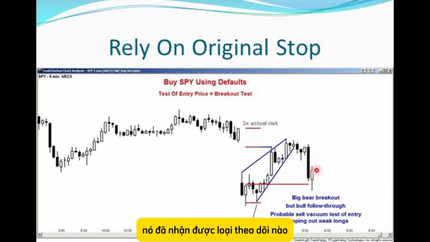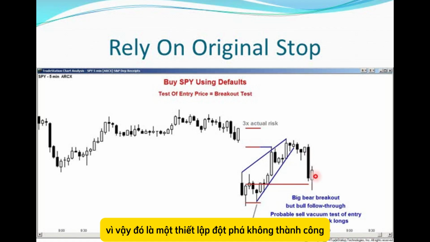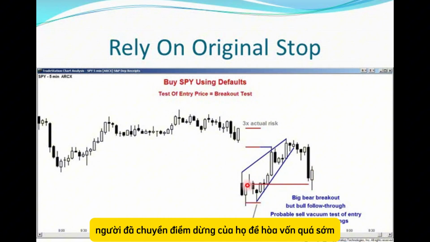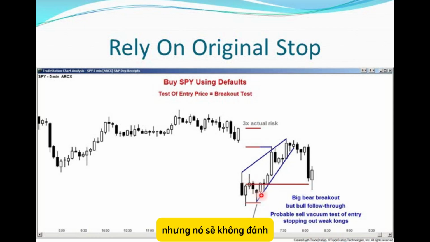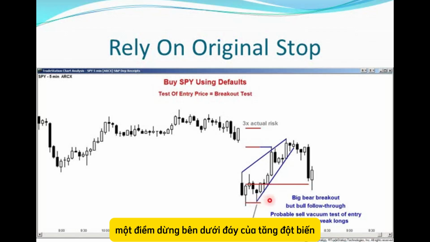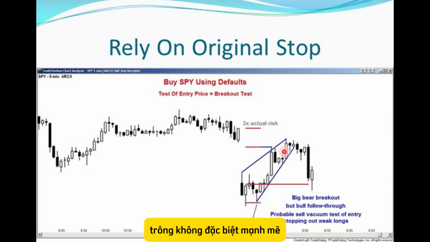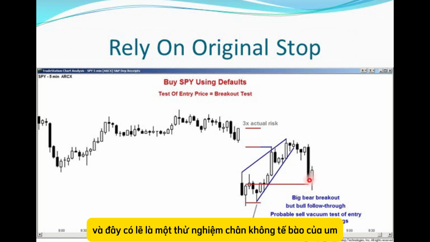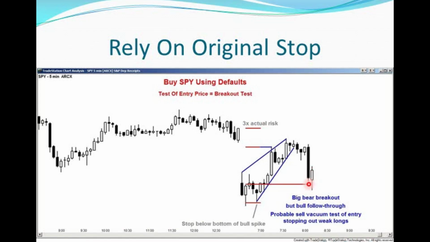What kind of follow through did it get? It got a very strong bull reversal bar. So that is a failed breakout setup, a failed bear breakout setup. The market fell to below the entry price, so it would have stopped out weak bulls who moved their stop to break even too early, but it would not have hit a stop below the bottom of the bull spike. Very often when you have bull trends that don't look particularly strong, you get a very big sell-off, but it does not hit a stop below the bottom of the spike.